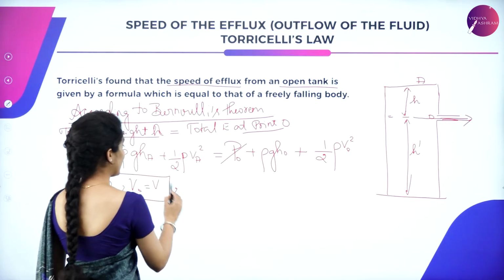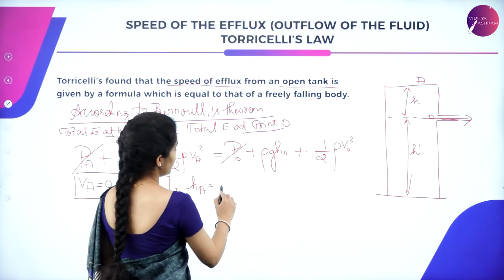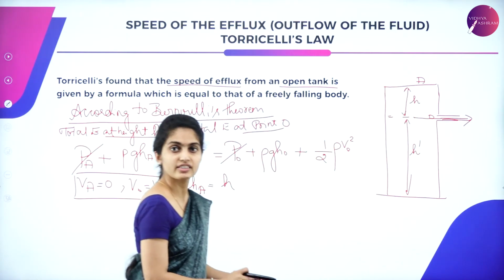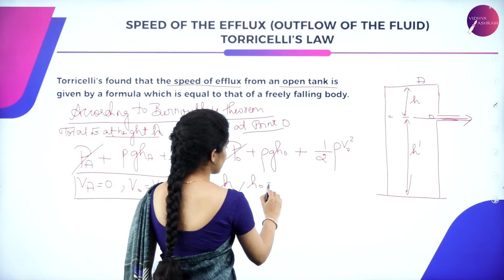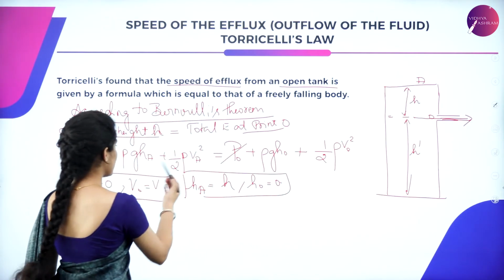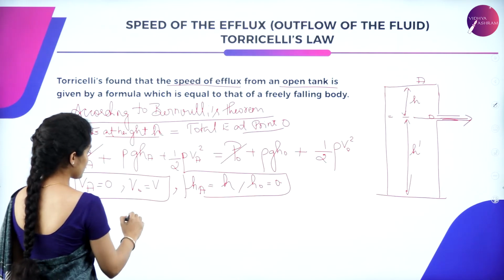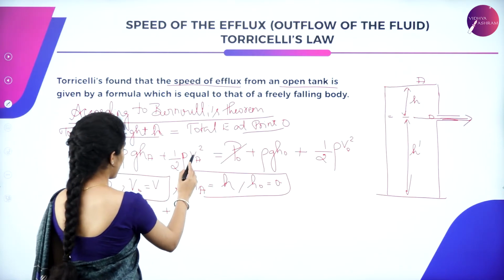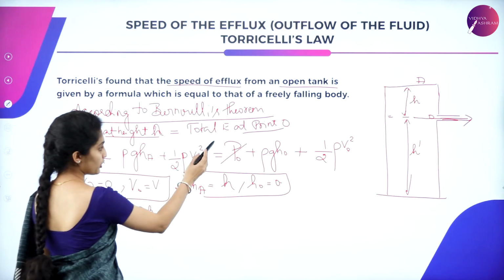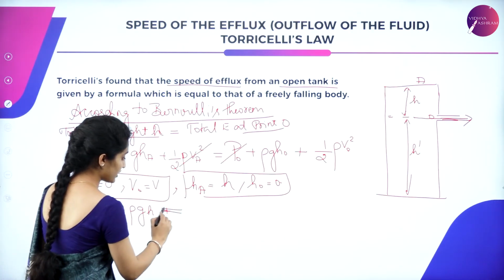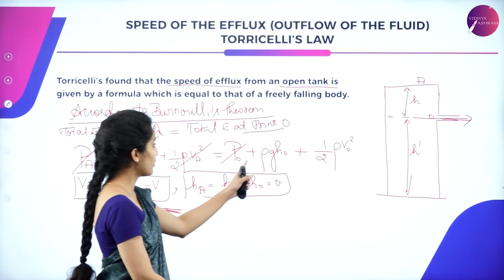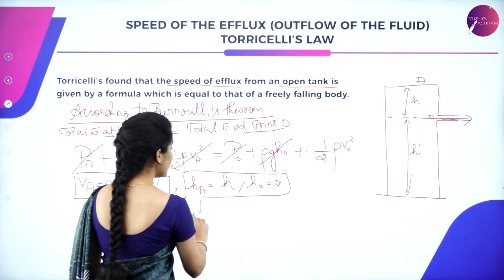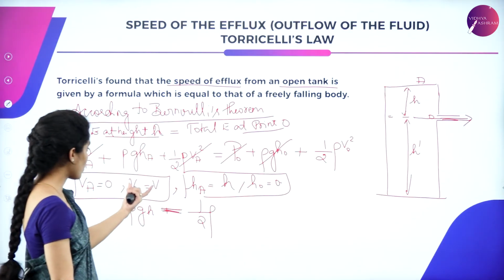Now if we consider height, the height at A is h. We know that the height from O to A is h, and at O the height is nil, so h naught is equal to 0. Apply the same conditions to the above equation. It becomes rho g h, with h_A substituted as h, plus the v_A term. What is v_A? It is 0, so the whole term gets cancelled. Here, instead of plus, you can write equal to. Then we have rho g h naught, and h naught is 0, so that term cancels to 0. So we have half rho v naught squared. What is v naught? It is v squared.